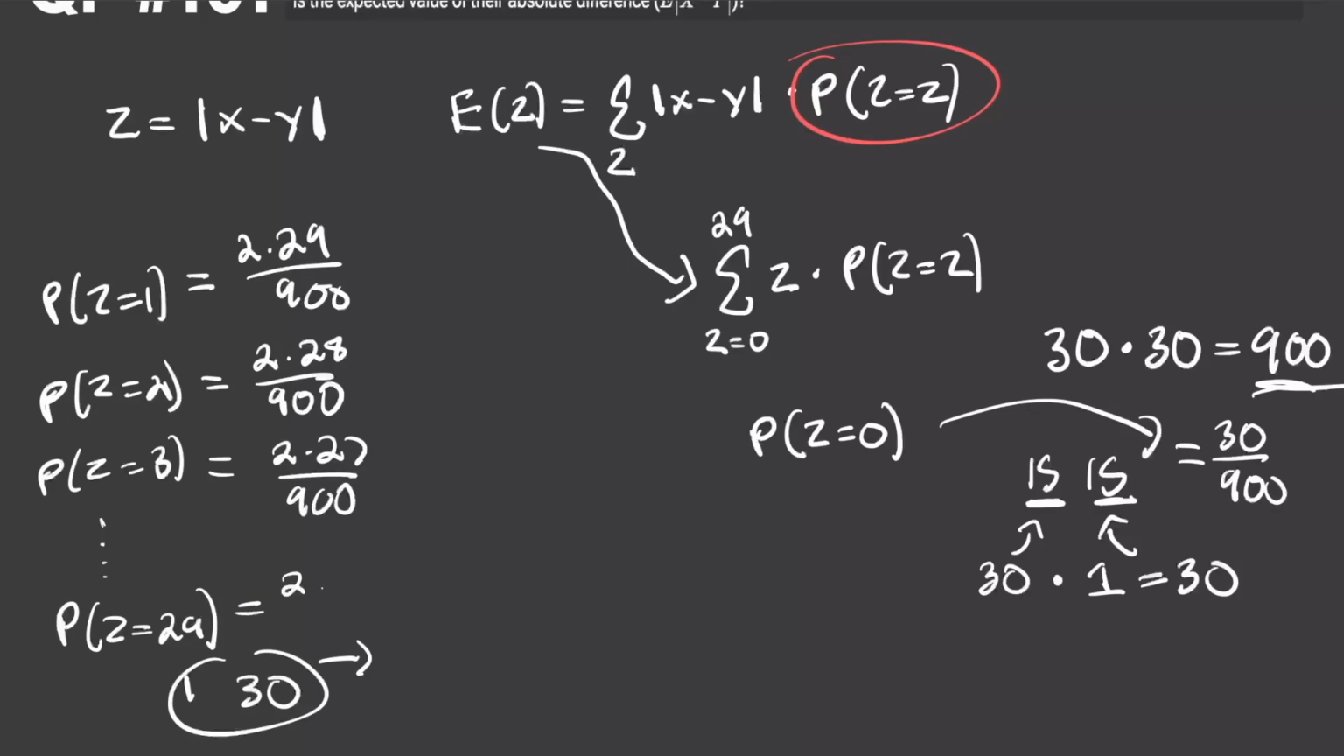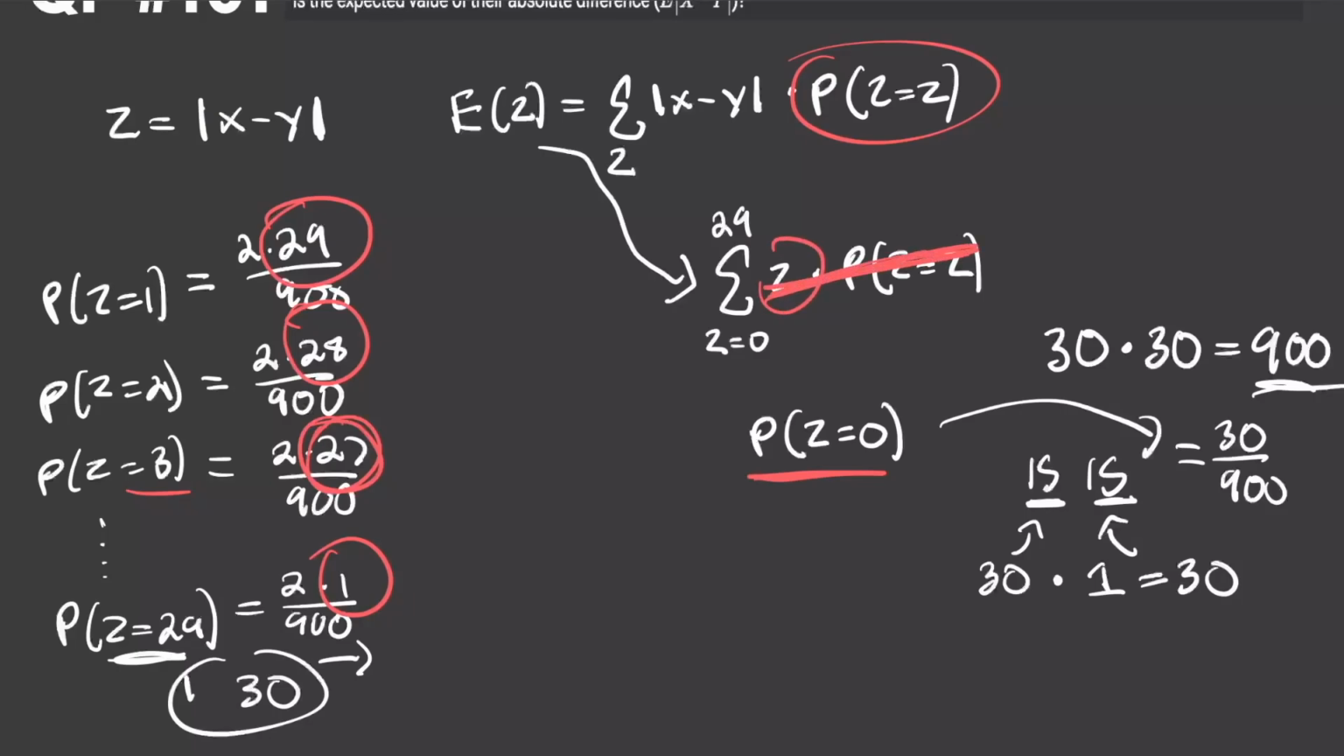So I'm going to have a 2 times 1 on 900 chance of rolling this absolute difference. So we can come up with a formula for our probability distribution. You can see that as z increases by 1, this number is just going to decrease by 1. The only outlier was the probability that z is equal to 0. There's only 30 ways to do that, but that doesn't even matter because when z is equal to 0, this whole term is going to be 0, so we don't even have to think about that.